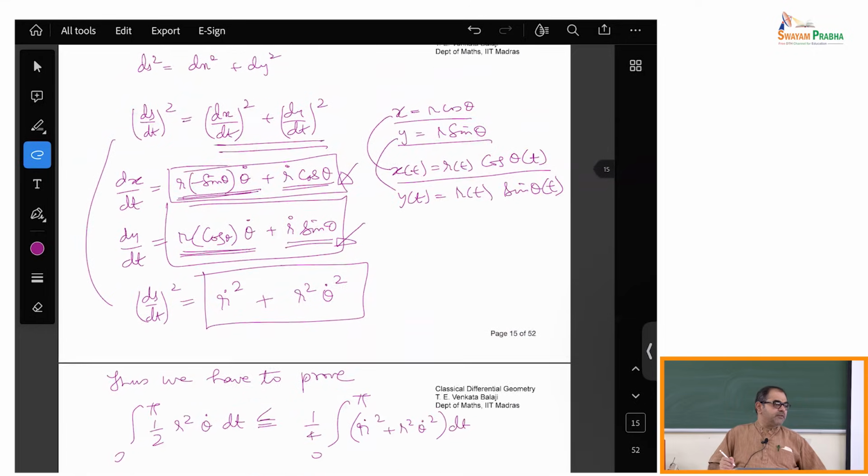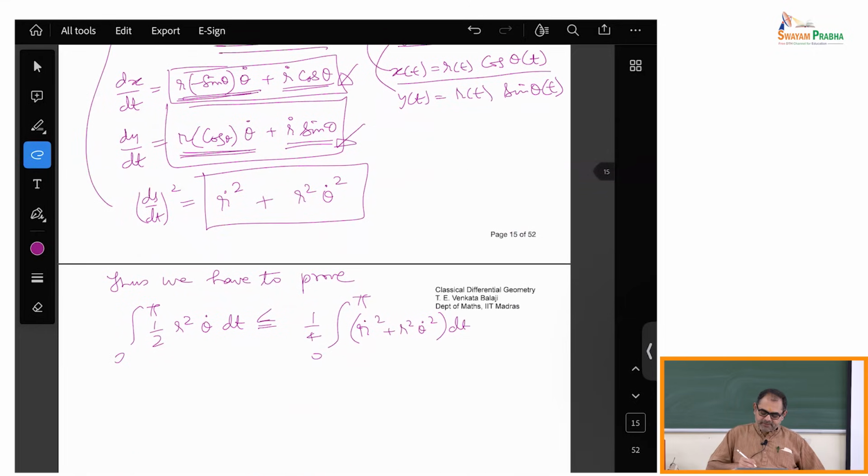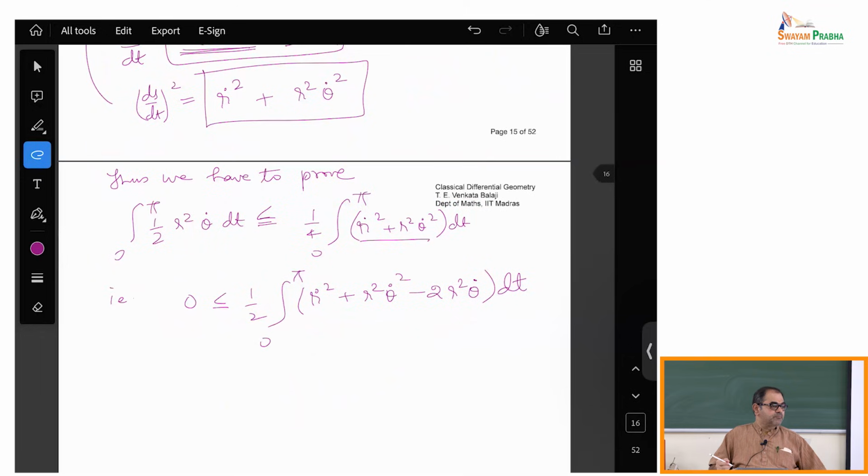So what you do is you bring everything to one side. All right, so you want to show 0 less than or equal to, let me take everything to one side and take a half outside. So I'll get integral 0 to pi. So I have this term r dot squared plus r squared theta dot squared, and then from this side I'll get a minus 2r squared theta dot dt. Okay, this is what I have to prove. All right, is that right?